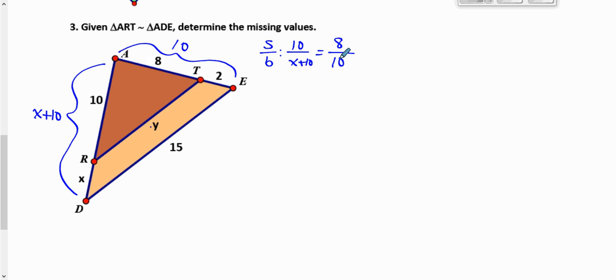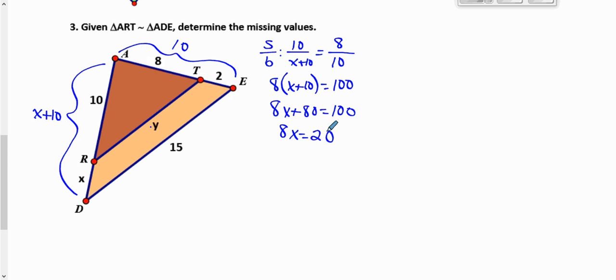Got it? Now we cross multiply. Distribute through, 8x plus 80 equals 100. Subtract 80 from both sides.